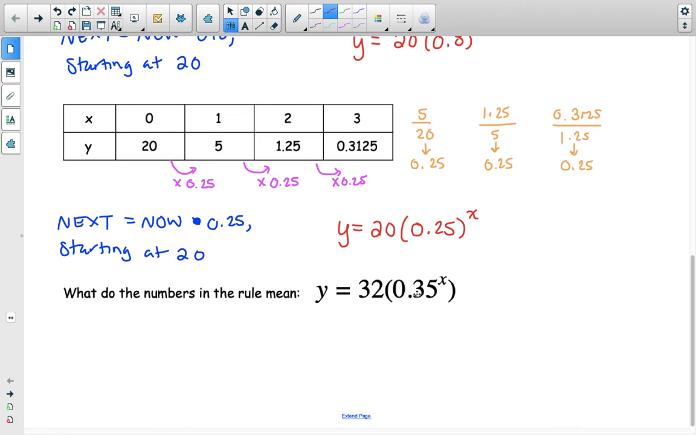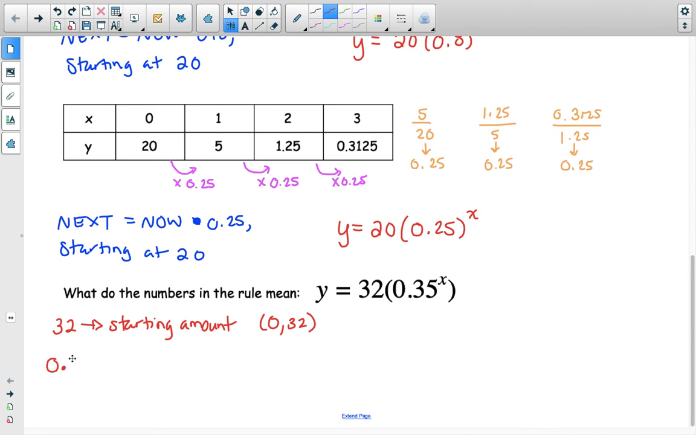So what do the numbers actually mean in the rule? We have the 32 and the 35/100. So the 32, we know, is our starting value. It's the starting amount. Because this value is not being raised to the exponent, the 32 is kind of all by itself. This would be your y-intercept, so it would be 0, 32.